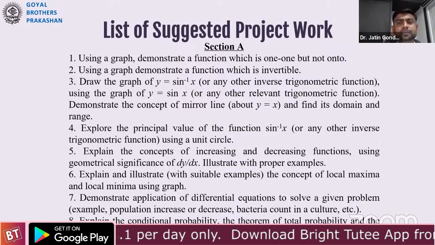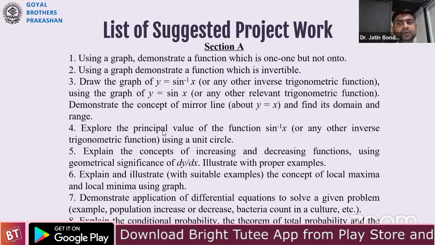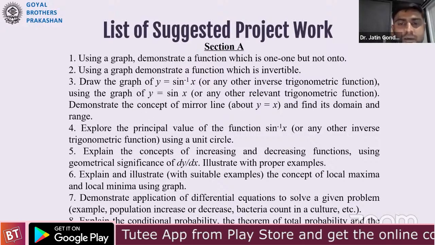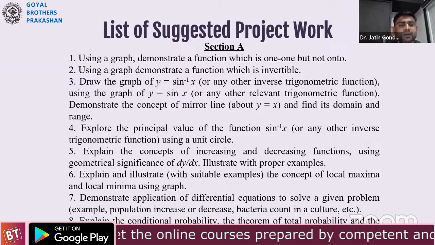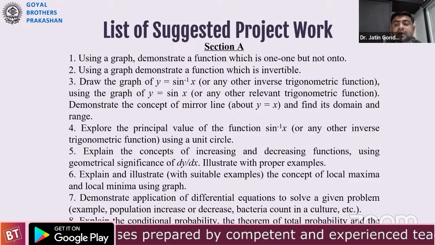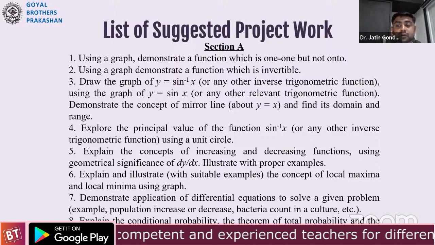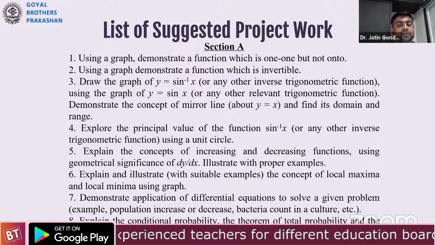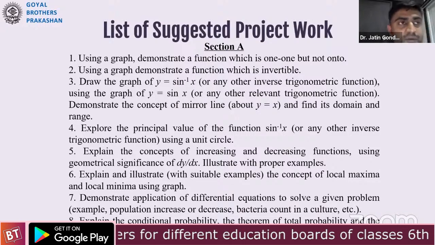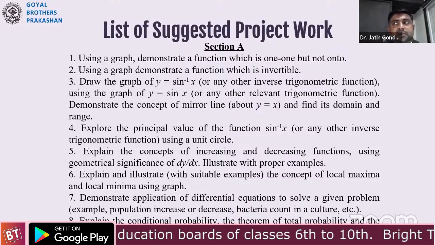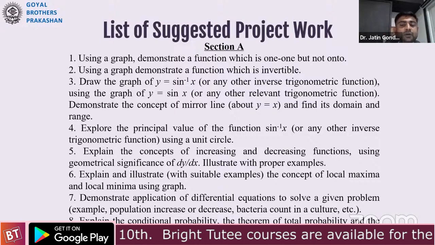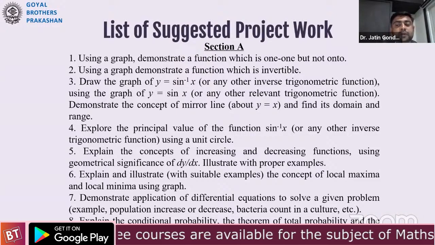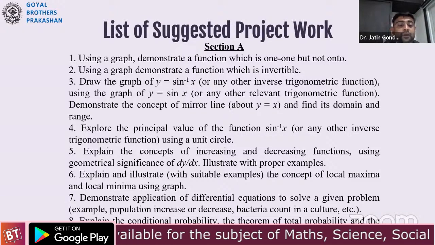This is a prescribed list of suggested project work. It is not mandatory. You do not have to assign a project from this list only. Okay. Then we can assign a project from increasing and decreasing function, or using the geometrical significance of dy by dx. As we know, dy by dx represents the slope of tangent to any curve y equals f of x. Okay. You can also assign a project on the concept of local maxima and local minima.